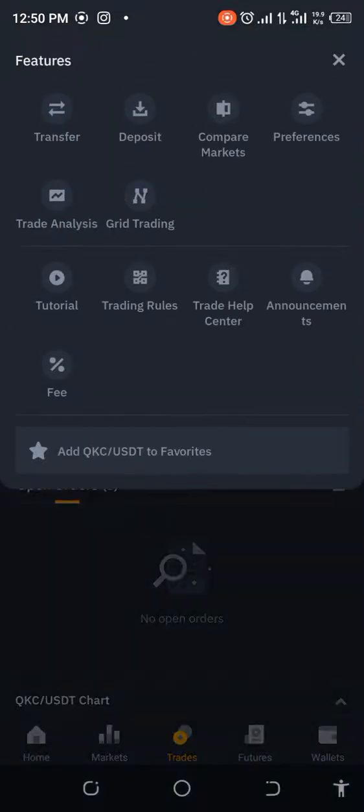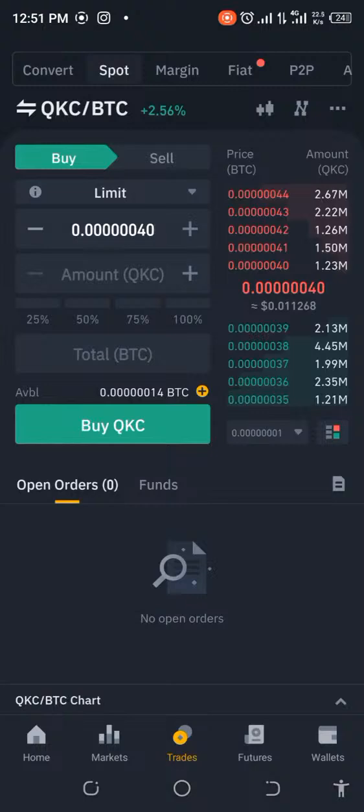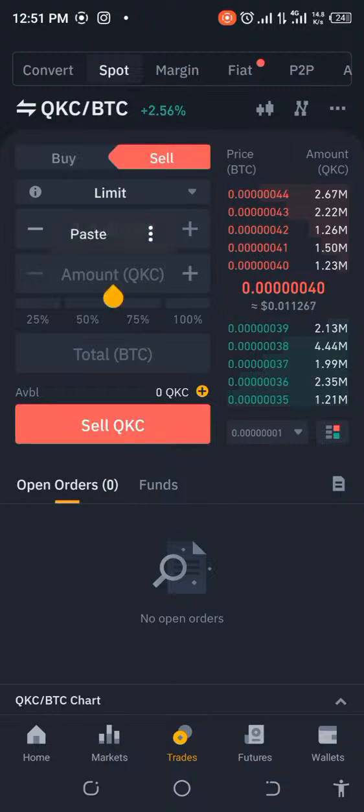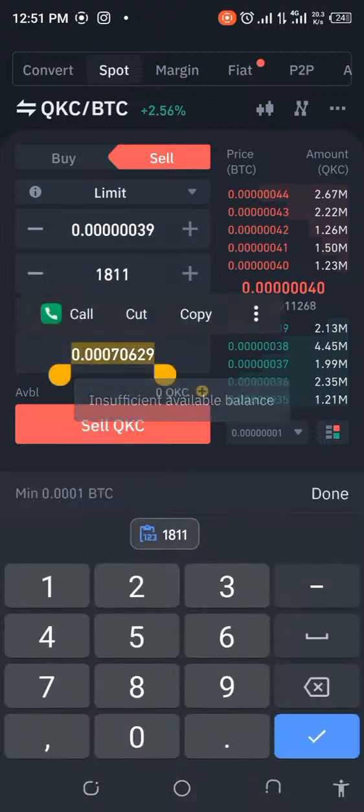I'll also go to the BTC side of things and pick out the first green, because don't forget I want to sell. So I'm going to pick out the first green, which is 39, and I'm going to put all my QKC there. What do I get? Oh, now this is where you really have to be careful.